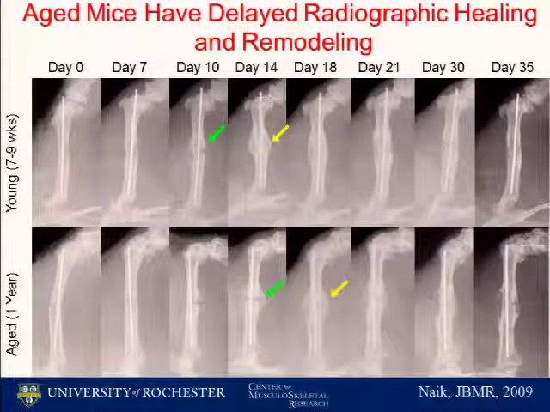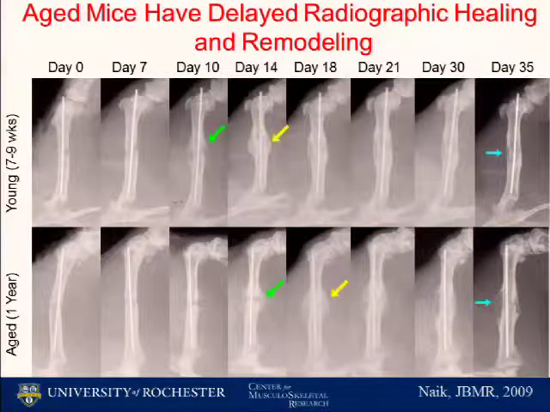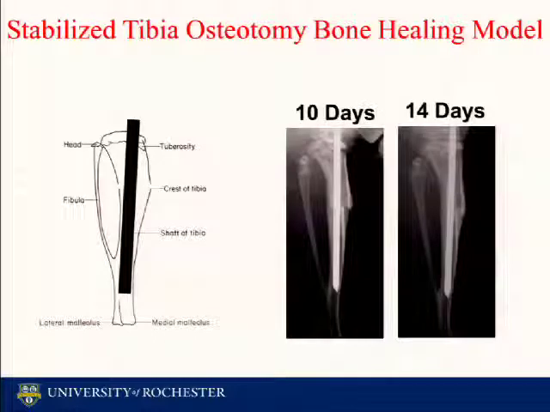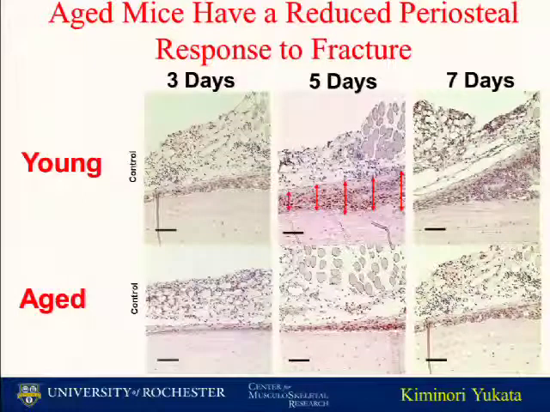In order to try to understand the cellular processes, we used a tibial osteotomy model where we make an osteotomy, fix it with a pin, and the advantage of this is it gives us very, very elegant histology. And this is an experiment where we looked at the periosteal response at various days at a fixed point from the osteotomy site. And what you can observe is that there is a much more robust response of the periosteum in young mice compared to aged mice. And these cells then can subsequently, after accumulation, begin the differentiation process much earlier.